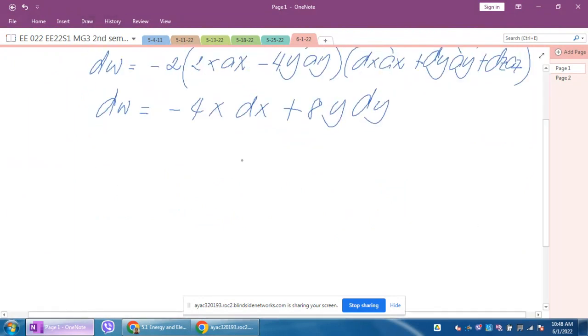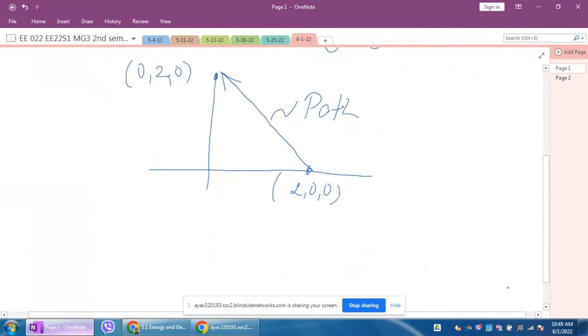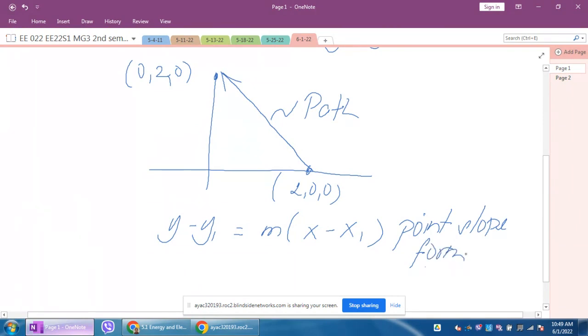Para lang mas magkaintindihan tayo. So, draw ko na lang po. So, this is 2, 0, 0. And then this is 0, 2, 0. Dito tayo dadaan yung path natin. From here up to here. This is our path. So establish natin yung point slope form which is y minus y1 equal to m times x minus x1. Again, this is from analytic geometry. Point slope form para po sa equation ng line.